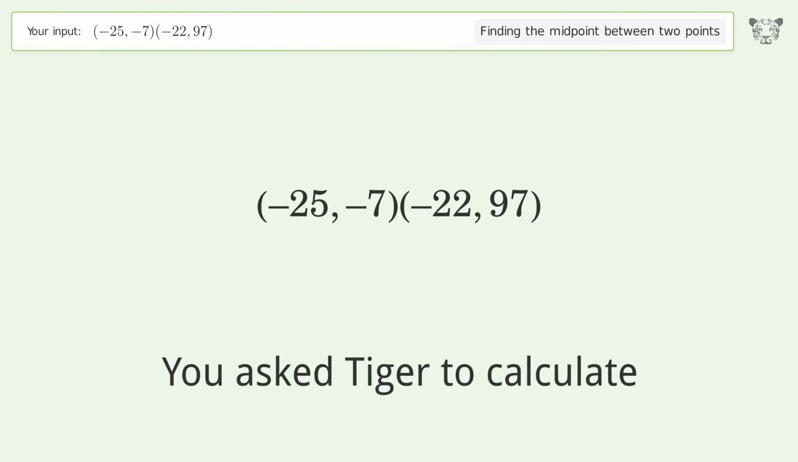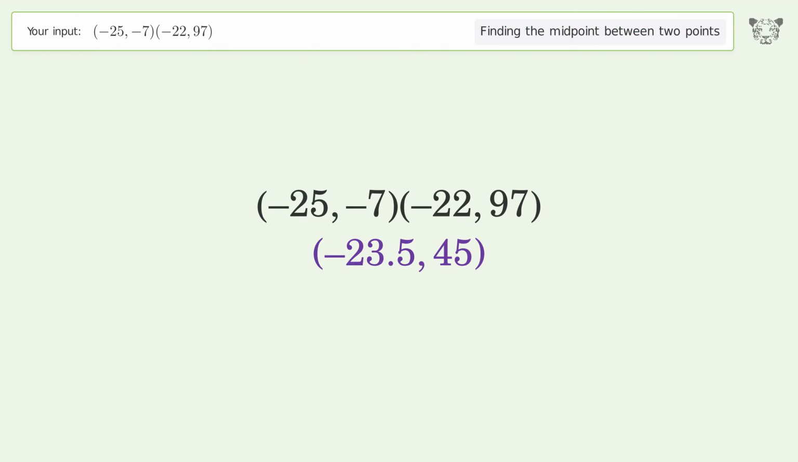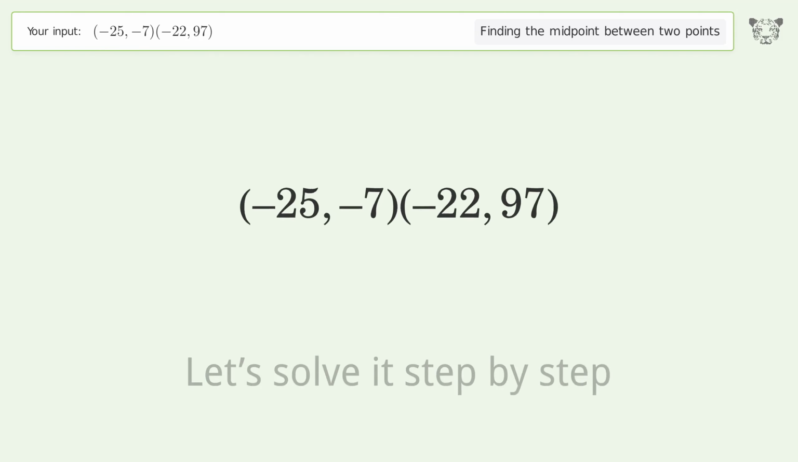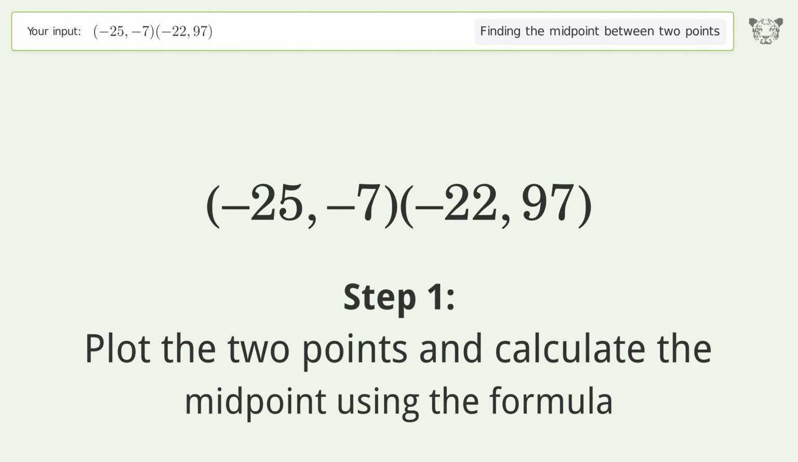You ask Tiger to calculate. This deals with finding the midpoint between 2 points. The midpoint between the 2 points is negative 23.545. Let's solve it step by step. Plot the 2 points and calculate the midpoint using the formula.